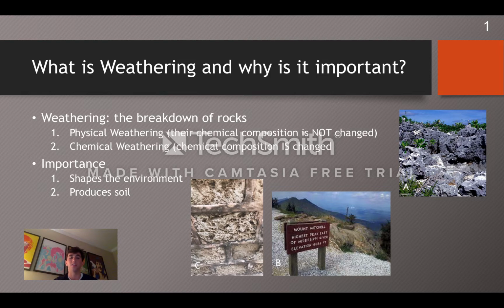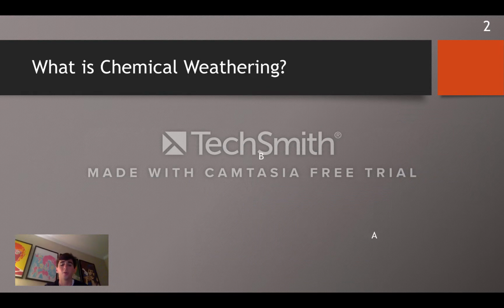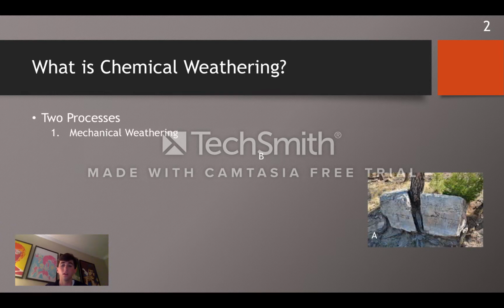Figure C in the slide shows chemical weathering on a limestone wall, and A shows chemical weathering on rocks on the coast. What is chemical weathering? Well, there are two processes, mechanical weathering and chemical weathering. The two processes are complementary to each other, but chemical weathering causes rocks to change more because it changes the rock's composition, creating a new mineral. The two processes are important to the rock cycle, but after this slide I'm only going in depth with chemical weathering.